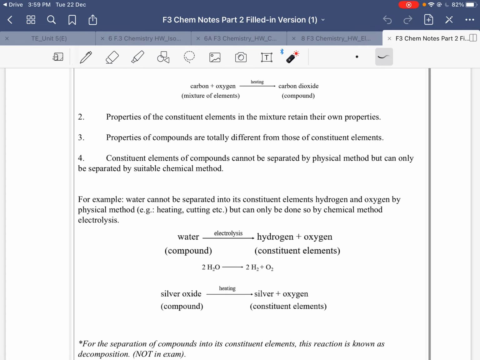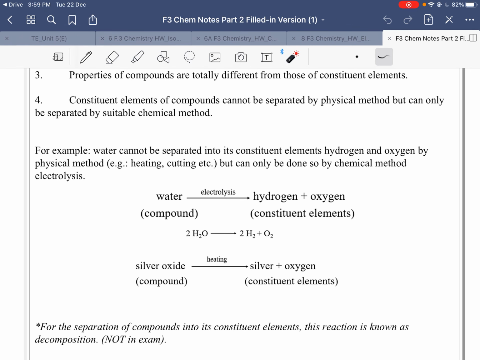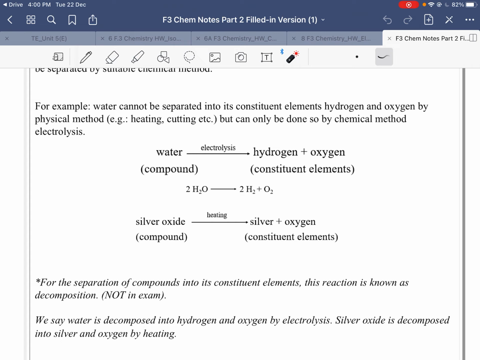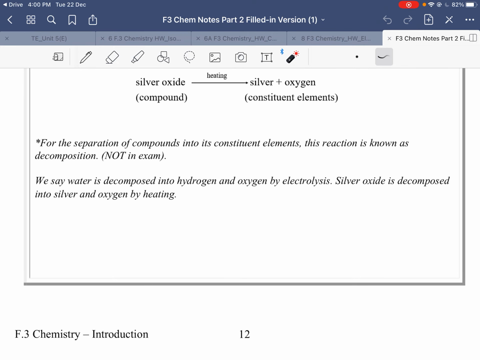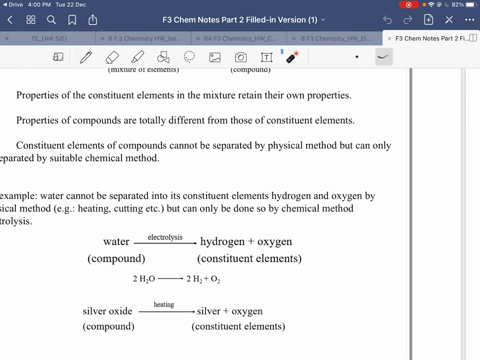Guys, pay attention to the chemical change. For example, electrolysis of water will produce the constituent elements hydrogen and oxygen. So I give one more example here, of course it's not in the book, and it is silver oxide. For some chemicals, you can directly heat it up and it will break down into their constituent elements. For the separation, it's not in the exam, so I think I can just skip it.